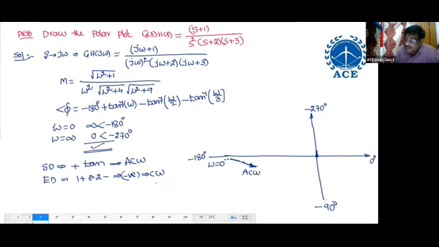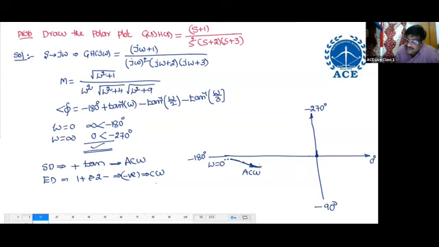And moreover, if you find the intersection point with minus 90, you don't get the intersection point with minus 90. That means the plot should not intersect minus 90. So initially it moves in anti-clockwise direction, and it should not intersect minus 90. It should not intersect 0. If you find it also, you don't get it.